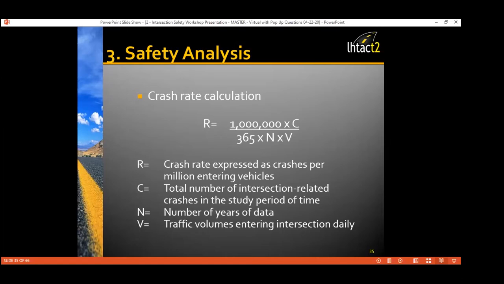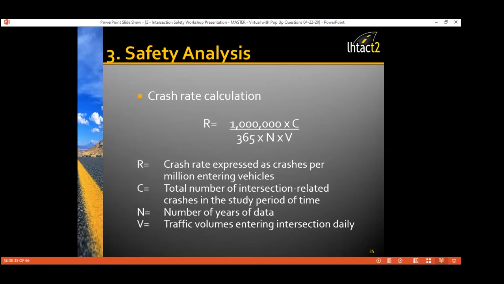So the intersection crash rate, based on the vehicles entering the intersection, is calculated like this. There's the equation, and R equals the crash rate for the intersection, expressed as crashes per million vehicles entering the intersection. The C value is the total number of intersection-related crashes in the study period. And we were able to figure that out because we went back and looked at our data that was available for a five-year period. And in the case of Canyon Highway District, there were 36.